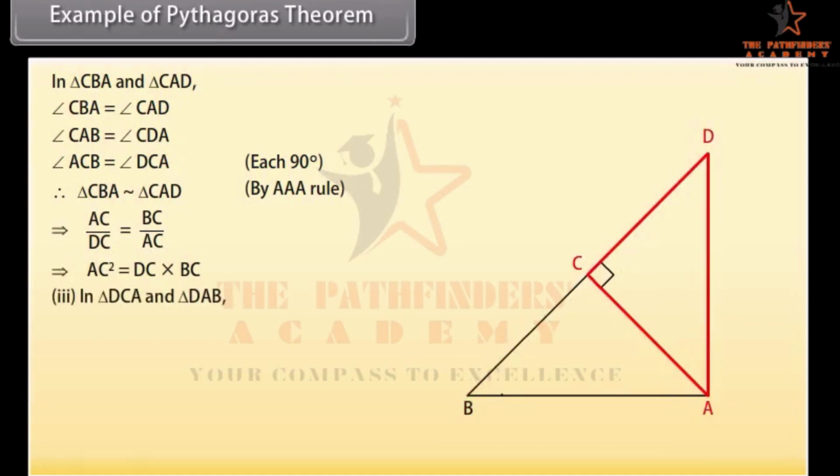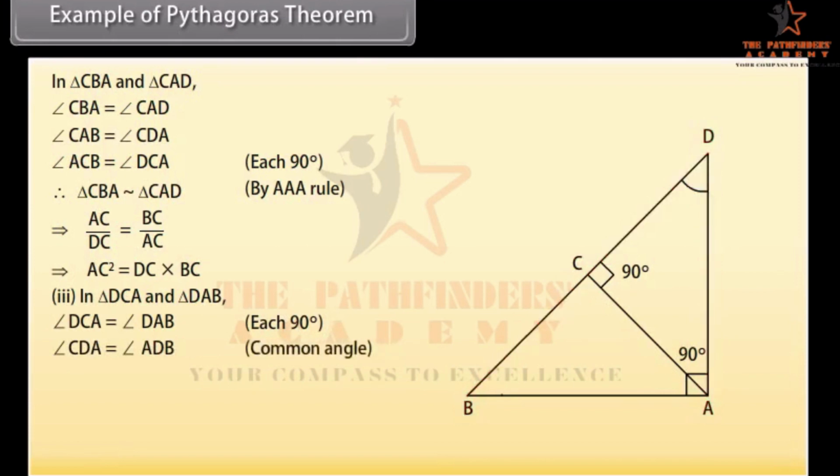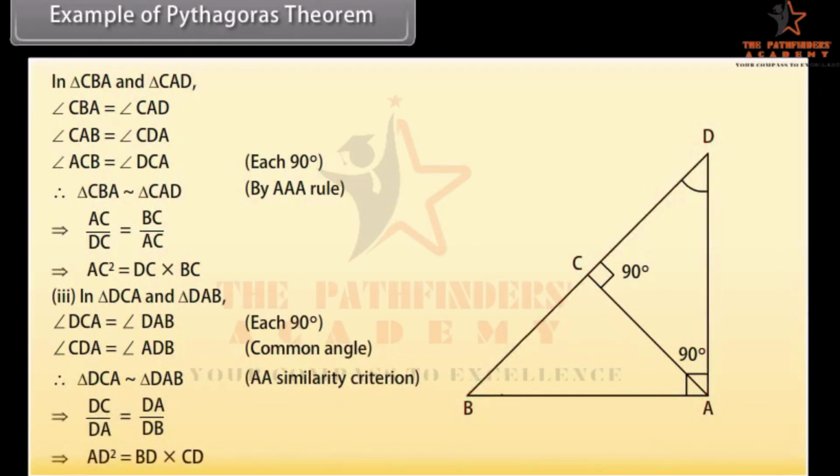3. In triangle DCA and triangle DAB, angle DCA equals angle DAB, each is 90 degrees. Angle CDA equals angle ADB, common angle. Therefore, triangle DCA is similar to triangle DAB by the AA similarity criterion. DC upon DA equals DA upon DB, which implies AD square equals BD into CD.